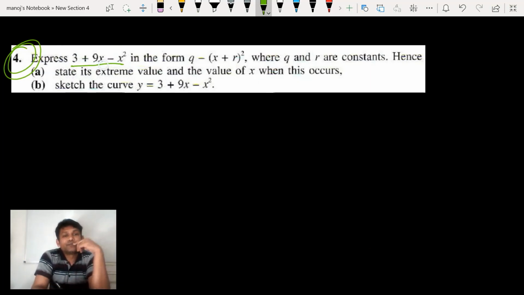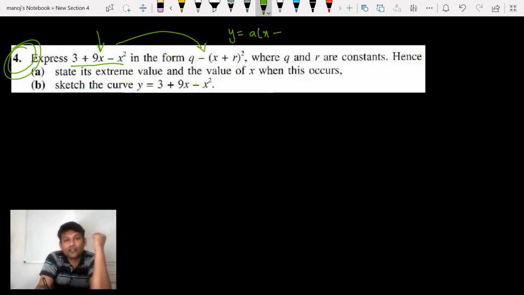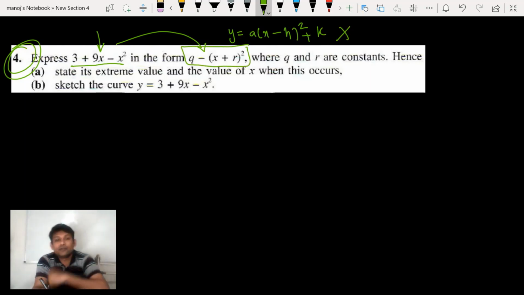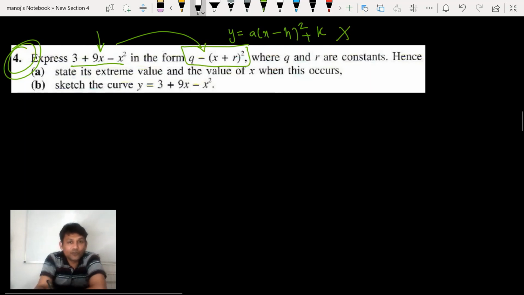But when this question is given and the equation is also given to convert into this form, please do not use this formula. I request you, please don't use this formula. Always use the given form, please. We have a number of questions in past papers. My request to you, please do not use this.